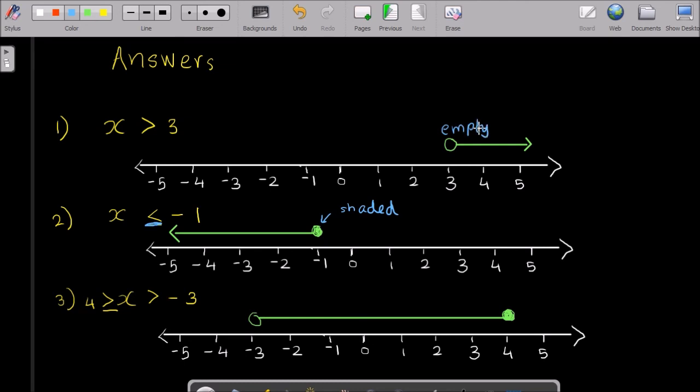Okay, now we've got our double inequality, right? So x is less than or equal to 4, or 4 is greater than or equal to x. Because of the equal sign, you have the shaded circle above the 4, and x is greater than minus 3, so you have an empty circle above the minus 3. Since x is greater than minus 3, you're going to the right here, and since x is less than or equal to 4, you're going to the left from there. So from the 4, you're going to the left, and from the minus 3, you're going to the right. So these two lines meet.